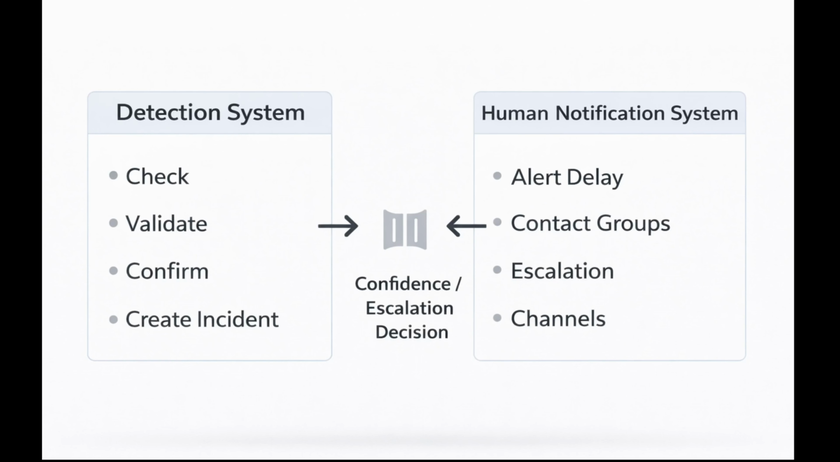Let's simplify the separation. Detection answers: is something wrong? Notification answers: is this important enough to interrupt someone? Those are not the same question. You may want to track short disruptions. You may not want to escalate them. You may want to log every incident. You may only want to wake someone for sustained downtime. That decision happens after detection. And if you treat them as the same thing, you end up configuring everything emotionally. You react to failures instead of engineering signal.